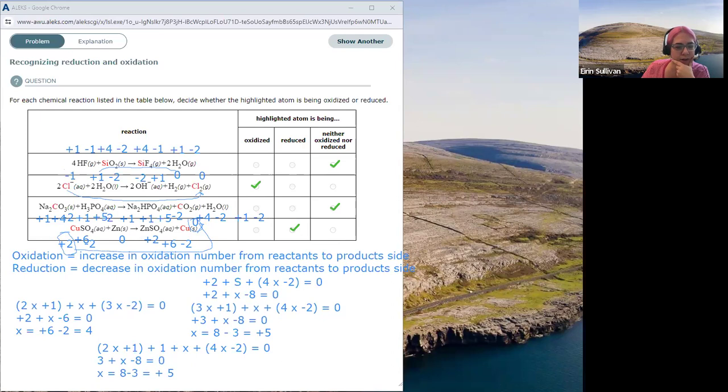So there should be something else being oxidized as well, so make sure you can spot that. Zinc is being oxidized because it's going from 0 to +2. So zinc is being oxidized, copper is being reduced. The sulfur and the oxygen are basically just spectators and they're not doing anything.